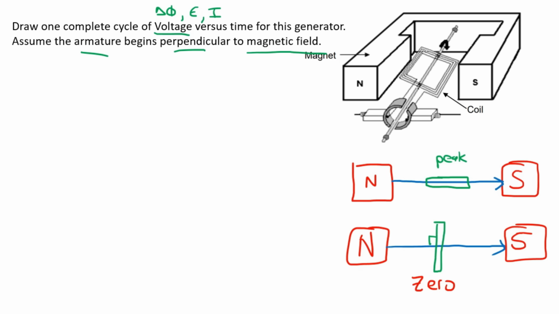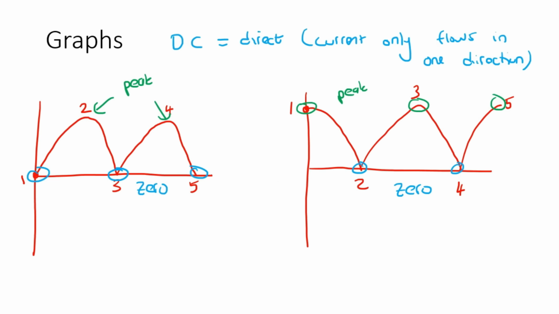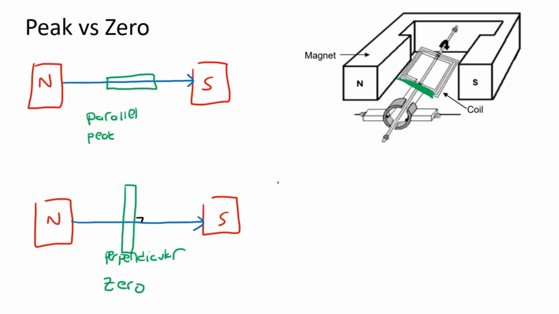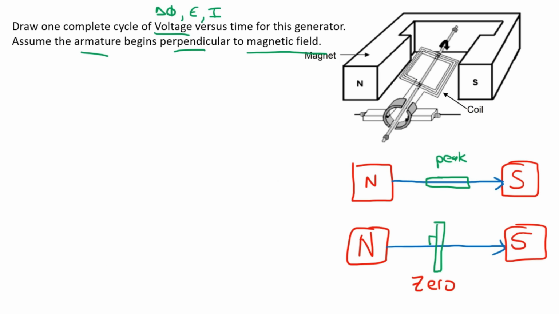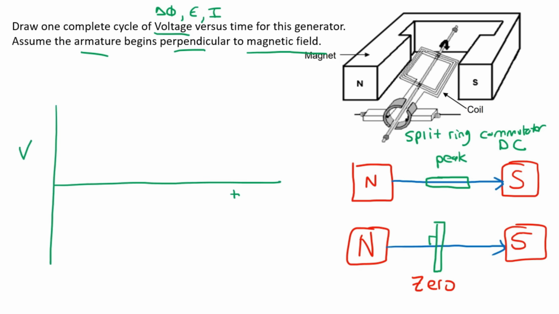But we also need to know whether we are busy with a DC graph or AC graph. How do we do that? Remember, guys, I told you, all you do is you look at this over here. You see if there's a little gap over there? That means there's a split. So this is a split ring commutator, and that means this is DC. You need to know that. You just need to memorize that for yourself. Okay, so we're going to go draw a graph of voltage versus time, and we are starting perpendicular.